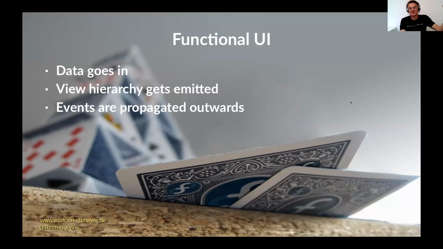As I mentioned, data goes in, so it bubbles from top. No, it goes from the top to the bottom. If you really have a large hierarchy, you can also use ambient to pass some data around, but be very careful with this. And the events bubble up again. And in between, more or less, you are not really responsible for that. The view hierarchy gets emitted.